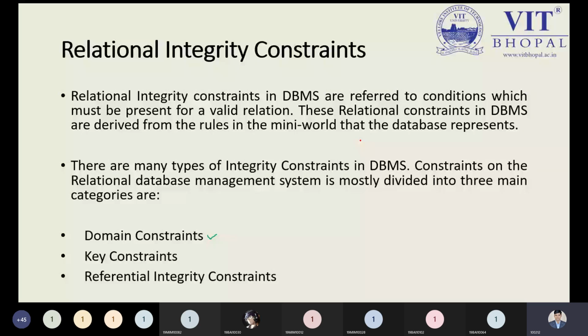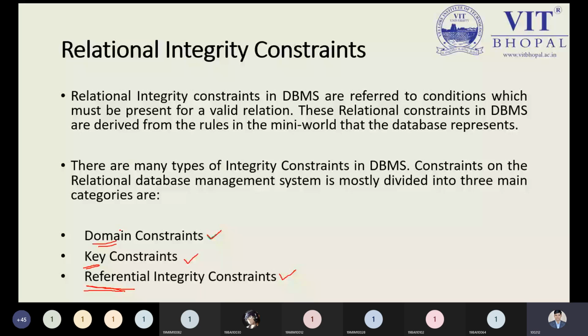So here we have three different kinds of constraints. First one we have the domain constraint, next we have the key constraint, and the last one we have the referential integrity constraint. Please keep in mind here we are talking about the relational integrity constraint. I will tell you what each of them means one by one.